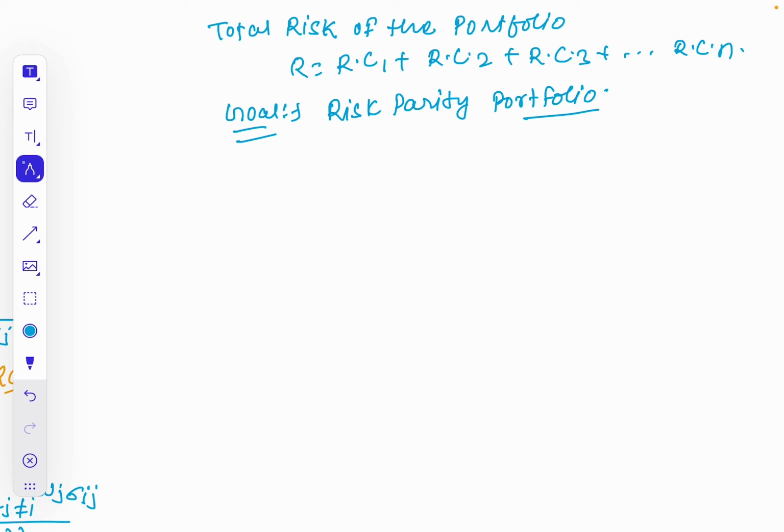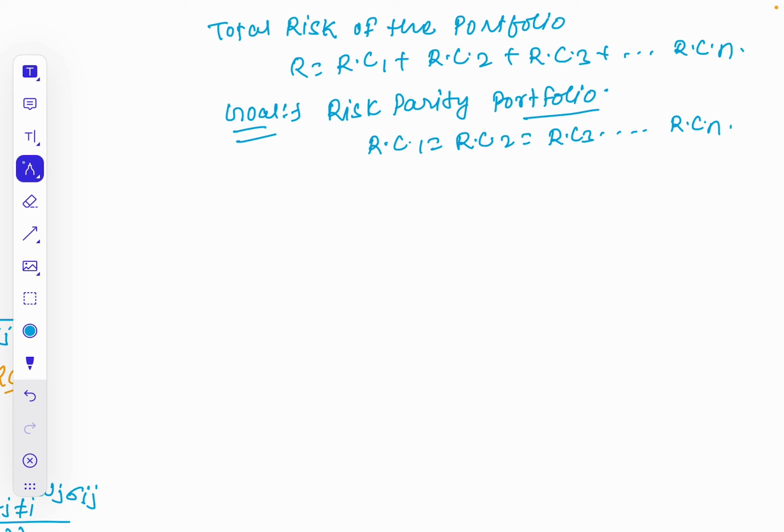And what is a risk parity portfolio? A risk parity portfolio is a portfolio in which all the assets contribute equal risk. So our goal is RC1 equal to RC2 equal to RC3 up to RCN. All the assets should contribute equal risk to our portfolio. Okay, got it? So this is our goal.